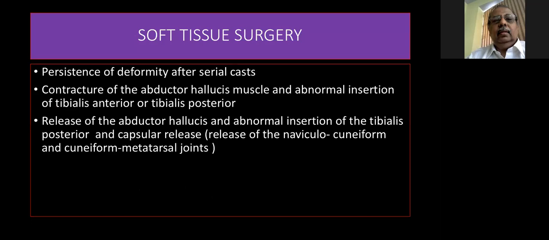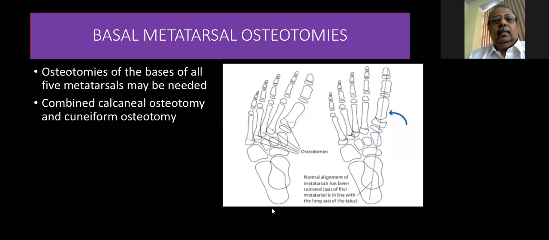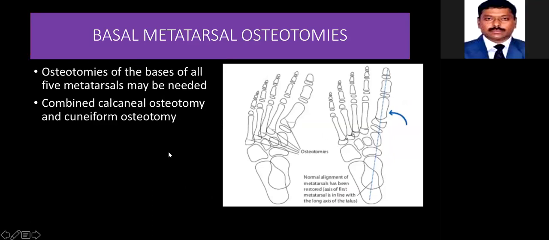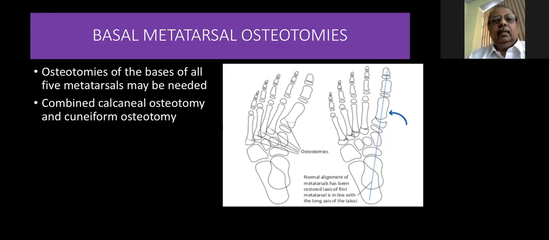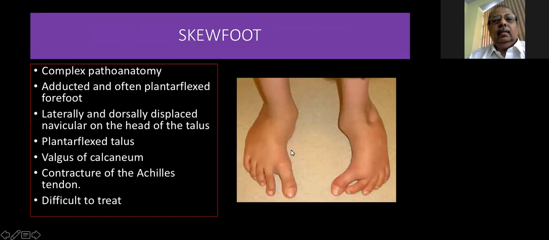Then in those cases which are not getting corrected, you can do a soft tissue surgery, that is contracture release of the abductor hallucis muscle and abdominal insertion of the tibialis anterior or tibialis posterior. This has to be released. Bony surgery, multiple metatarsal osteotomies have been tried, and in the case of heel problem, you can do a calcaneal osteotomy and cuneiform osteotomy. These are very rarely done. Usually it corrects by itself.